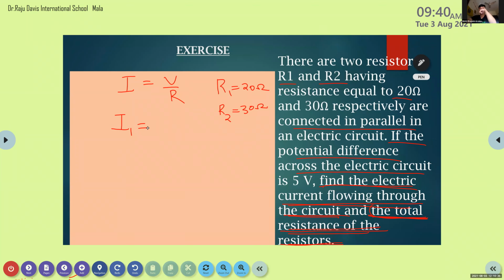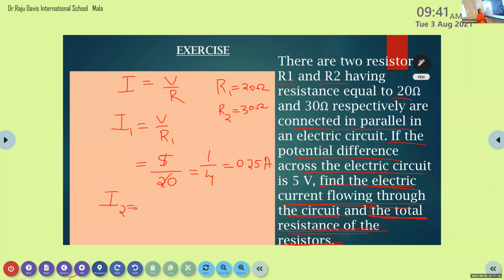I1 is equal to V by R1. So here the potential difference V is 5, divided by R1, that is 20. What is 5 by 20? 1 by 4. 5 by 20 is 1 by 4, or in decimal terms we can write it as 0.25. What is the SI unit of current? Ampere.